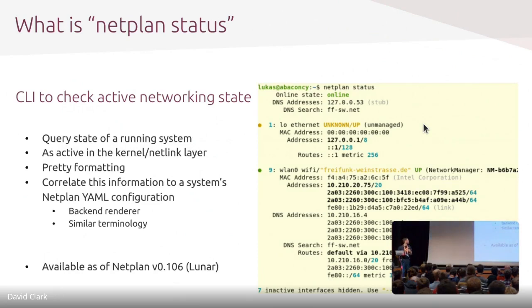The new subcommand Netplan status will query the actively running system and query all the networking state as represented in the kernel. It will transform this data and information into a nicely formatted and colorful terminal output. The terminology used to display that information correlates closely with the terminology used in the Netplan configuration on disk, so that the user can easily find the corresponding file settings that they need to modify if they want to change certain aspects of their configuration.